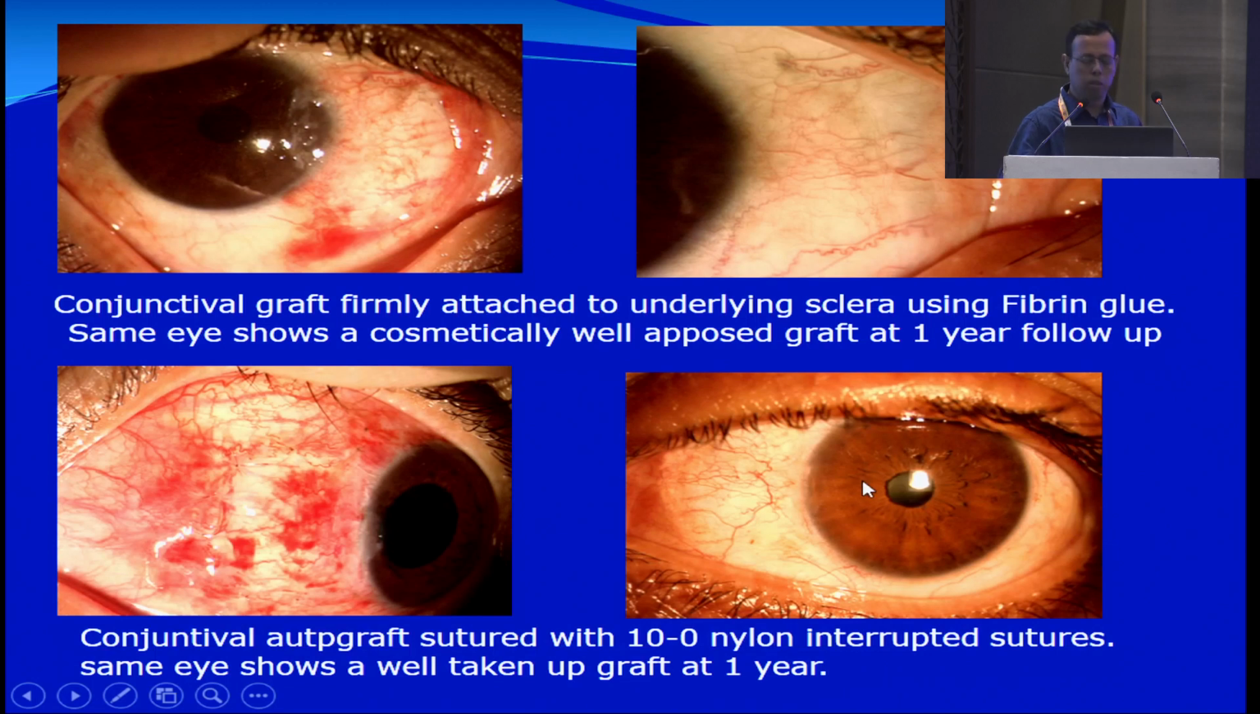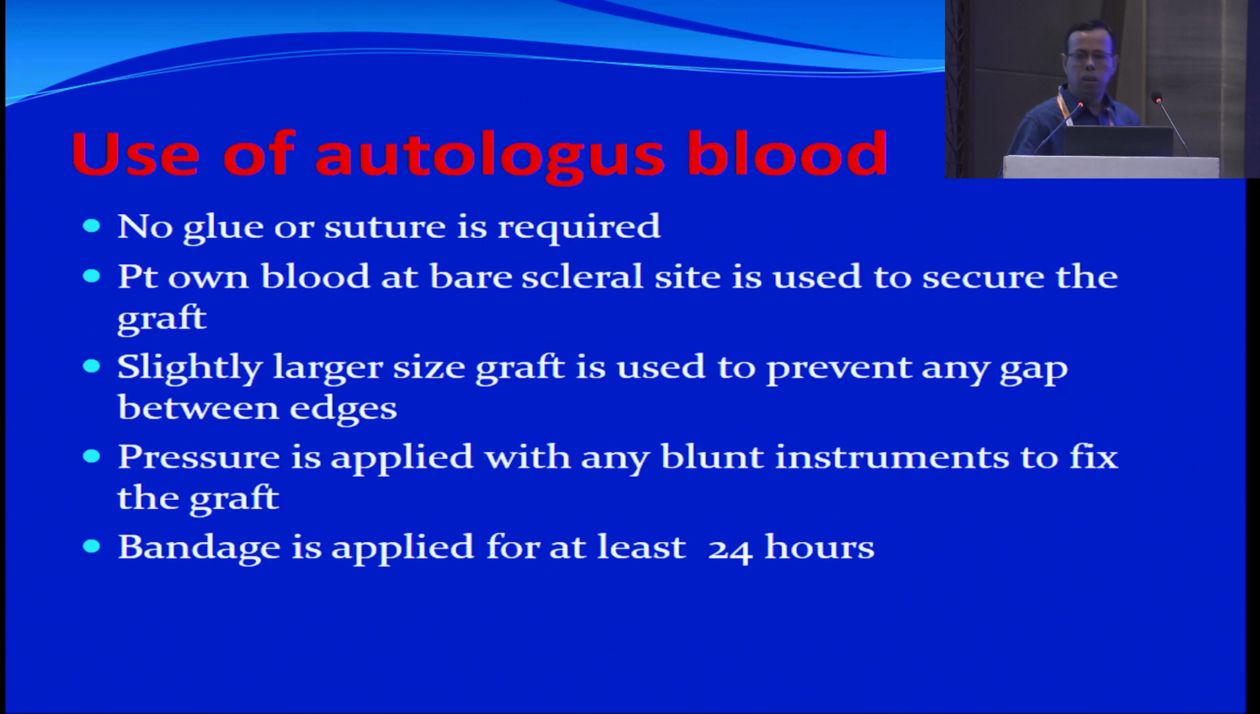With very good cosmesis. We can also use autologous blood. Here no glue or suture is required. The patient's own blood at the bare sclera site is used to secure the graft. Here we have to take a slightly larger graft, at least 0.75 to 1 millimeter oversize, to prevent any gap between the edges. Pressure is applied with any blunt instrument to fix the graft for at least 5 to 7 minutes, and the bandage is applied for at least 24 hours.